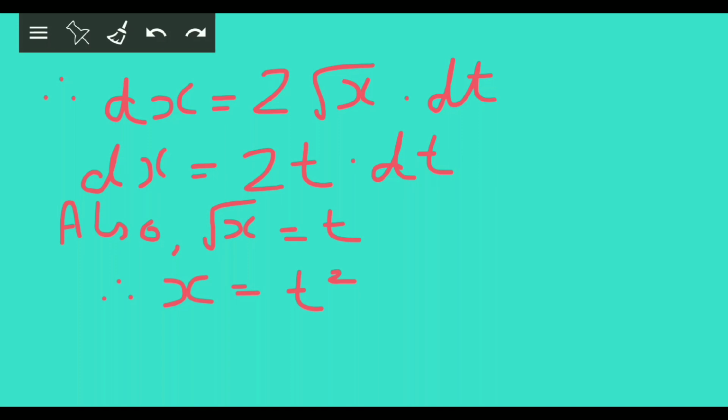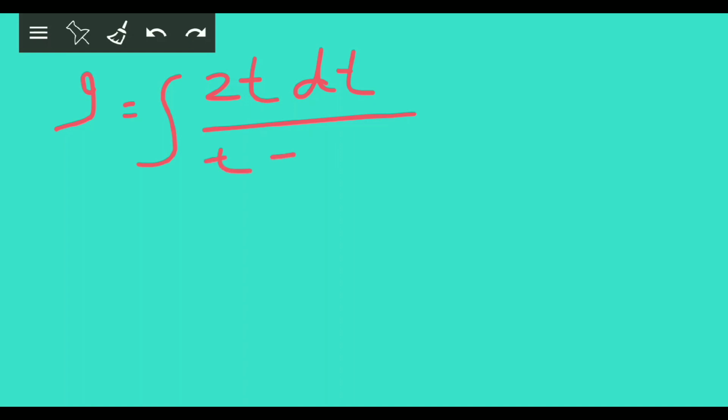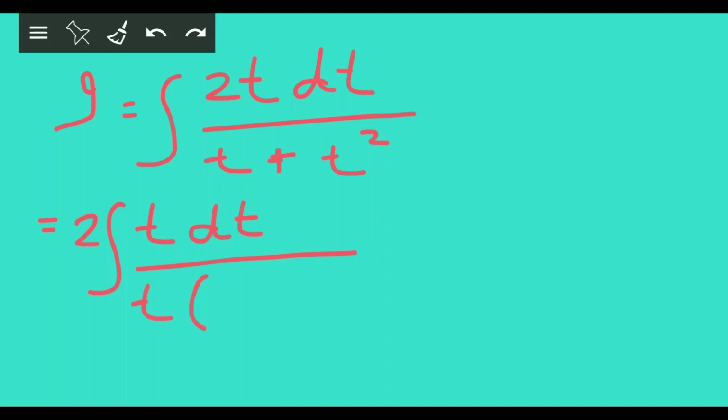So putting both these values, that is the value of dx and the value of x, in our integral, the integral becomes I equals the integral of 2t dt, that is the dx term, upon root x. Root x was t, plus x. X is nothing but t square. We can make it simpler by writing it this way: 2t. The 2 can even be written outside the integral. 2 comes outside. So, t dt upon, in the denominator, t can be taken common. So, t into t plus 1, it becomes like this.